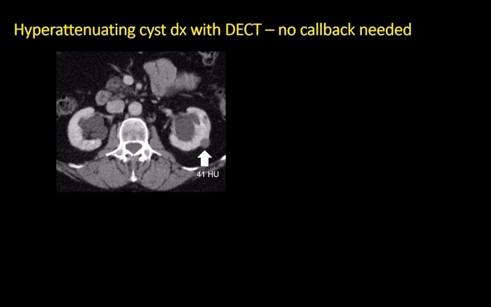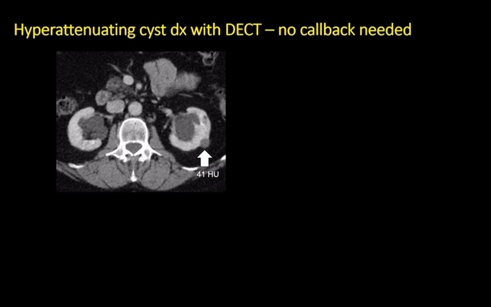Here's an example of how dual energy CT can help in the characterization of an indeterminate hyperattenuating lesion detected at single-phase portal venous phase enhanced CT. We can see that in the interpolar region of the left kidney, there's a 41 Hounsfield unit homogeneous lesion, which could be a hyperdense cyst or a renal cell carcinoma.